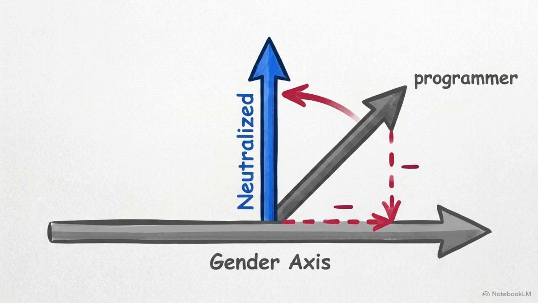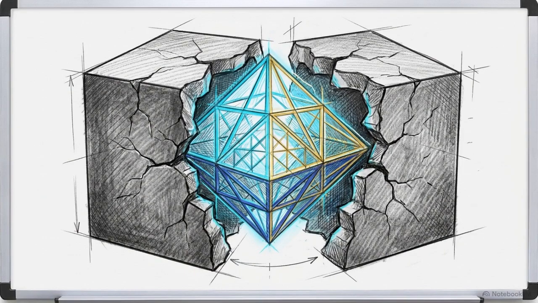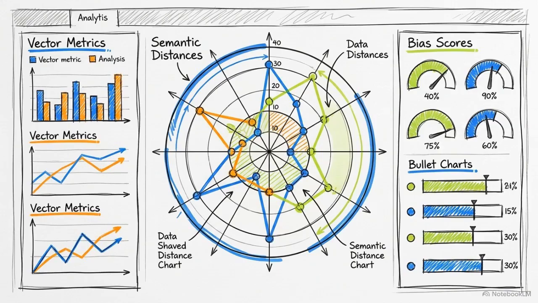Embeddings are not black boxes, they are precise geometric structures. By understanding their linear algebra, we have the tools to audit and correct how artificial intelligence perceives our world.